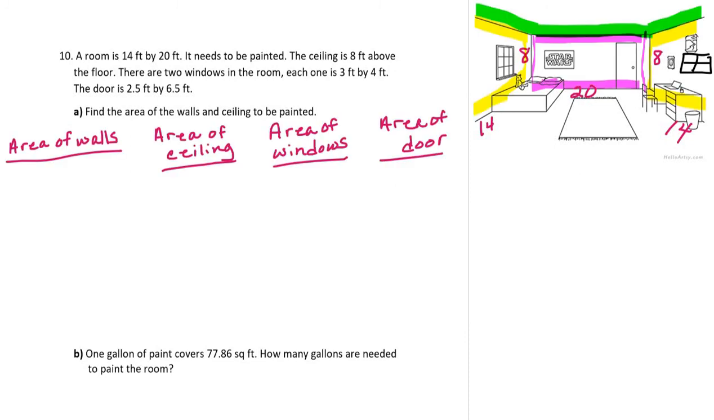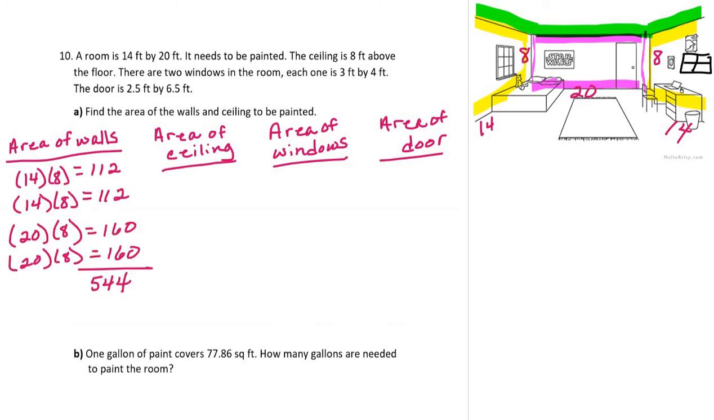Okay, so the wall to my left is 14 by 8. The wall to the right is 14 by 8. The wall in front of me is 20 by 8, and the wall behind me is 20 by 8. So that gives me an area of 544 if I was painting the whole wall, including the windows and the door. So we'll take care of that information in a little bit.